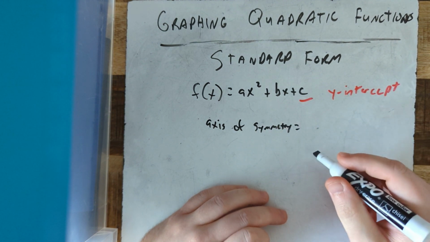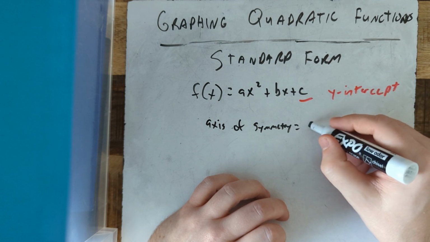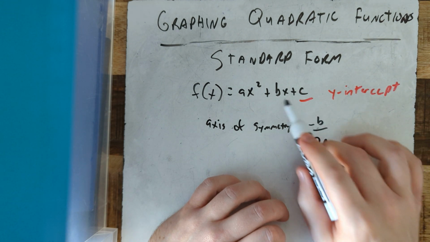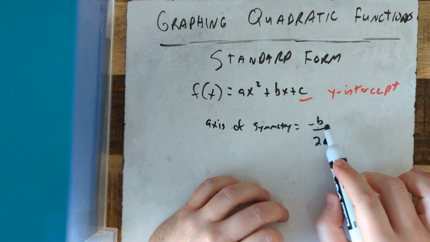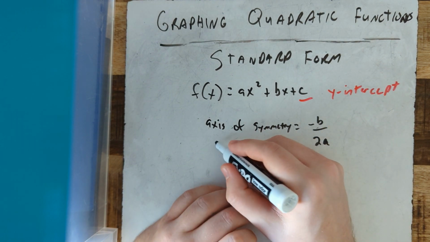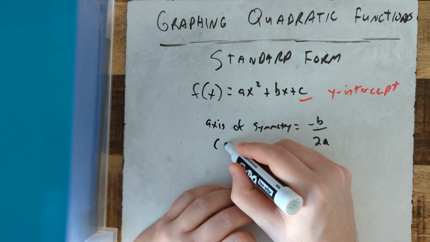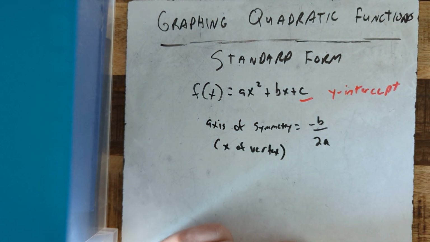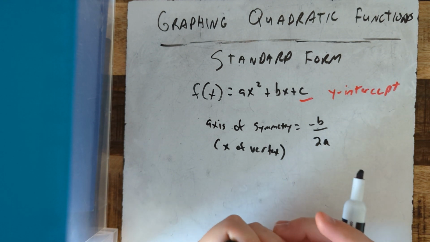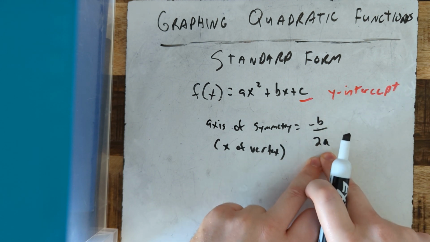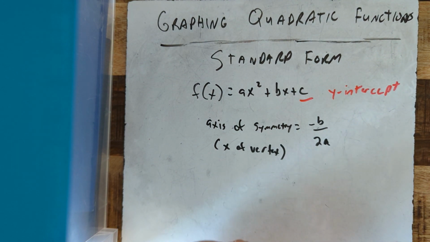axis of symmetry, we have to use the formula negative b over 2a, where we plug in whatever number we have here for b at the top, and then whatever number we have in for a at the bottom. Remember, our axis of symmetry is also the x of our vertex. It's the same thing. So when we want to solve for our vertex, we're going to use this formula here to find our x. So let's do an equation, and let's graph a function in standard form.